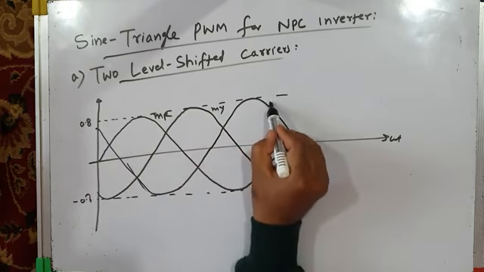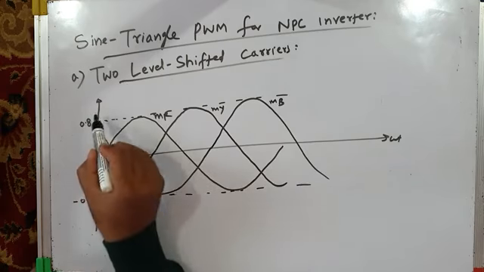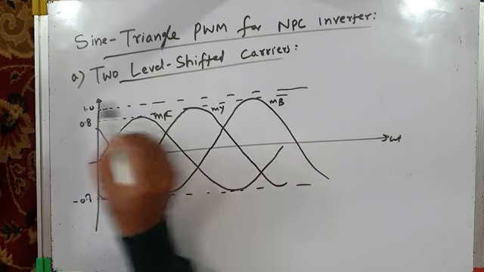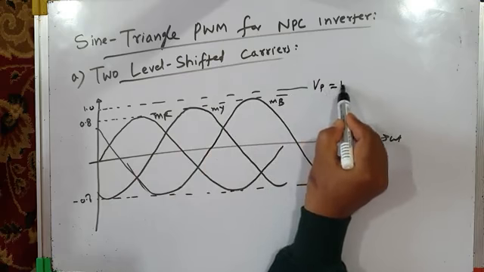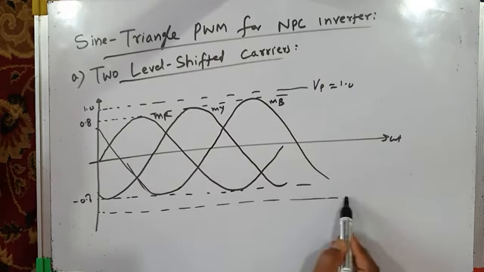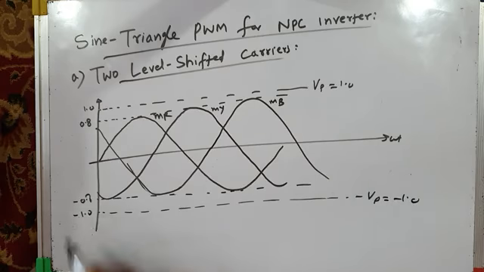This is MB. Now, instead of having one high frequency carrier, we will use two level shifted carriers. For example, this is the peak value of the carrier wave, VP, and VP is equal to 1.0, and this is the negative peak, minus VP, equal to minus 1.0. I will write here minus 1.0. So I will have two triangular carrier waves which are level shifted.